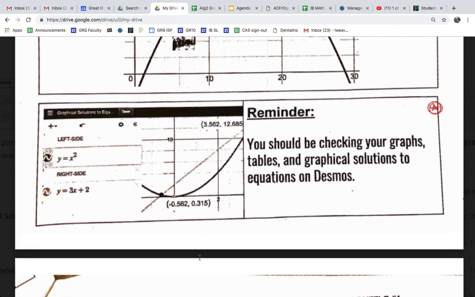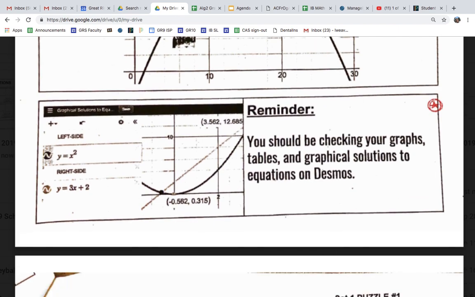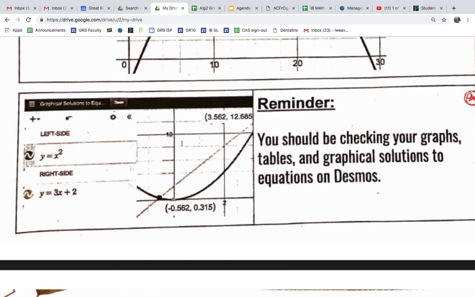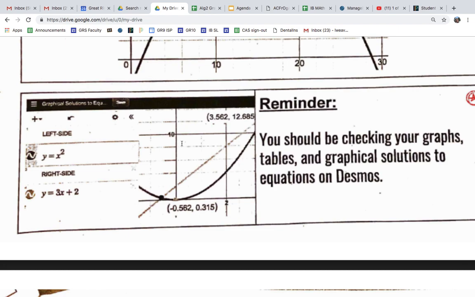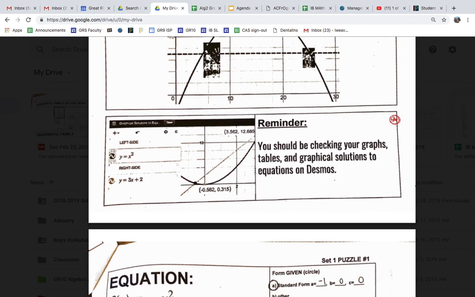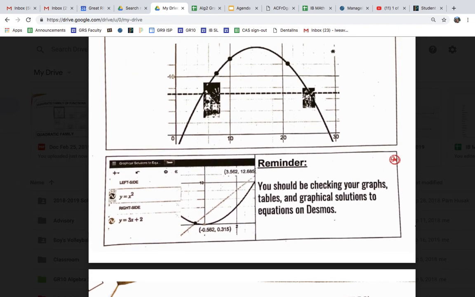There are some discussion questions we're going to go over, but the big point I want to point out is you should always be checking your graphs, tables, and graphical solutions to your equation on Desmos, a friendly reminder for you. So in the next video, I'll get into some of the puzzles.